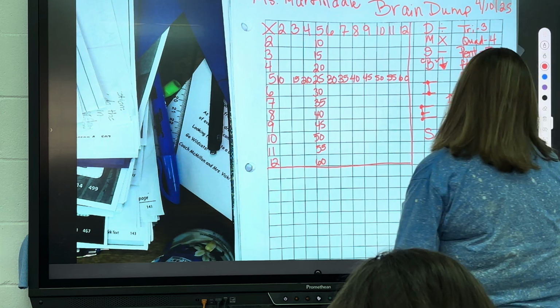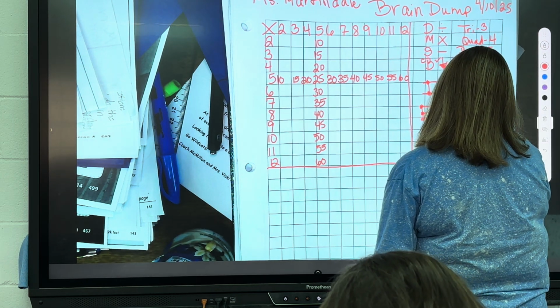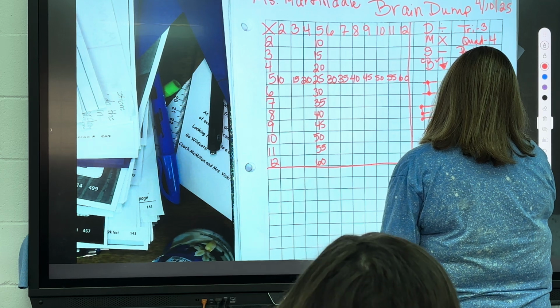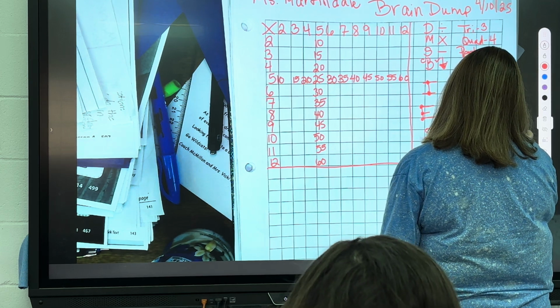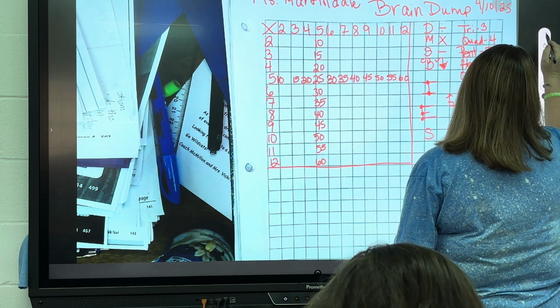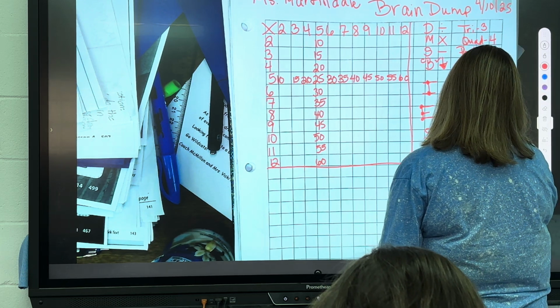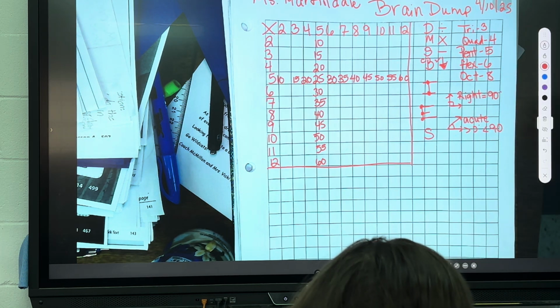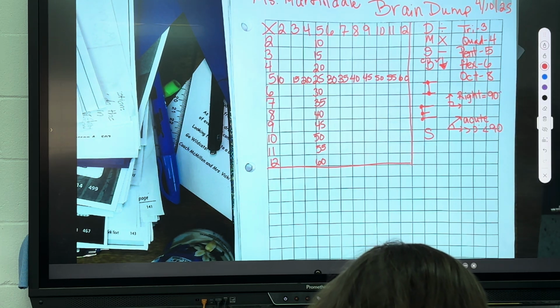And so what do we know about acute? It's greater than 0, less than 90. Very good. So it's greater than 0 degrees, less than 90. It's the cute little baby.